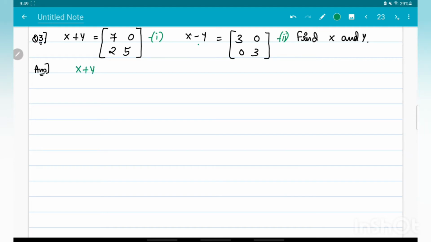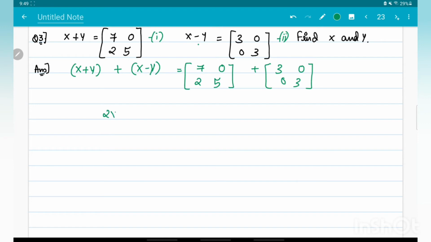Now when I add it, this becomes x plus y plus x minus y. I'm adding both of them, and this is the matrix 7, 0, 2, 5, plus the matrix 3, 0, 0, 3. Now when I do this, on the left hand side the y gets cancelled because one is plus y, one is minus y, and this becomes 2x. Now on the right hand side, as you can see, I've got two matrices, and both the matrices are of order 2 by 2.